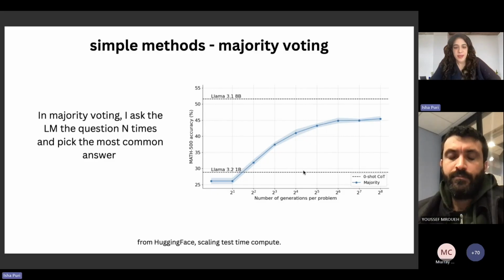Okay, thank you. When you do your majority voting, you're kind of assuming that the answers that come back are randomly distributed throughout the possible answer space. Sure.